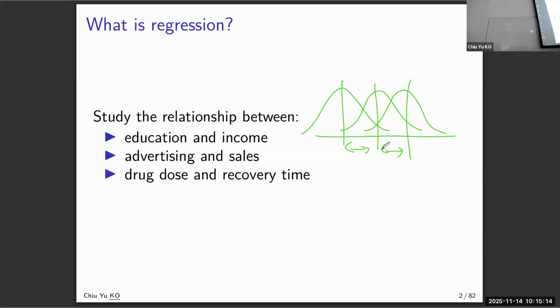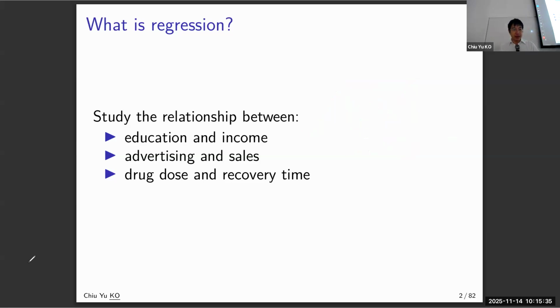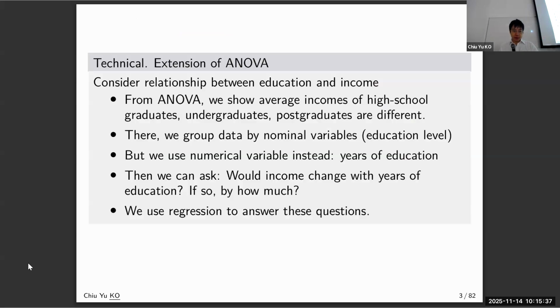Same for drug usage, dosage, and recovery time. You may do an offer grouping into low dosage, high dosage, or very high, and so on and so forth. But you actually want to see the actual amount, and that would be something we care more about. So these are the problems. We want to study exactly how they're related.